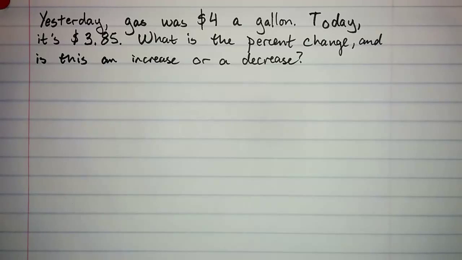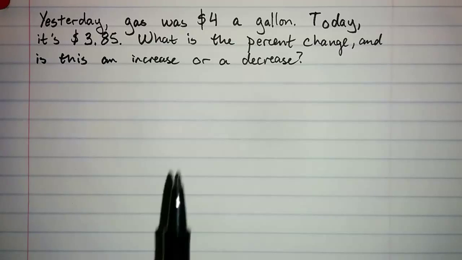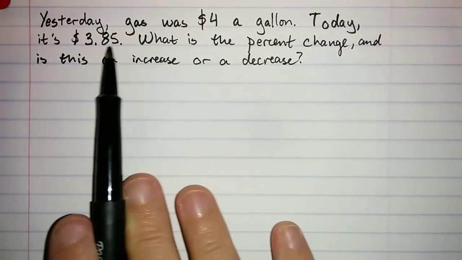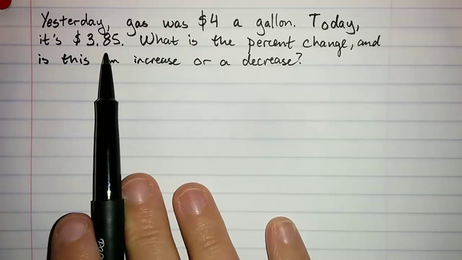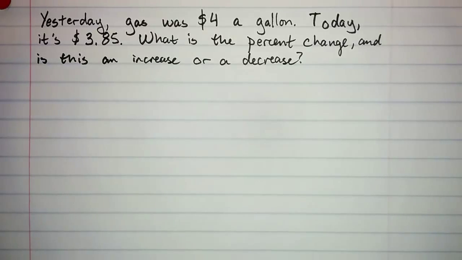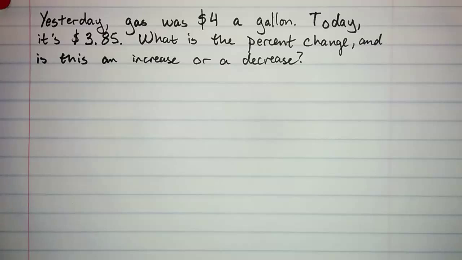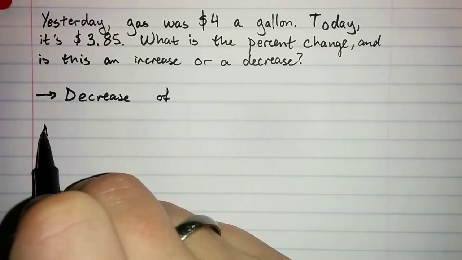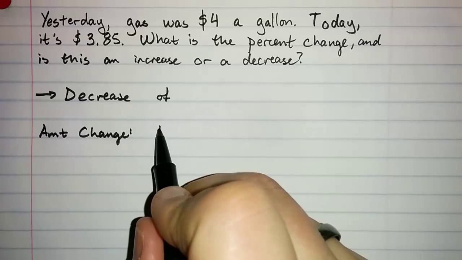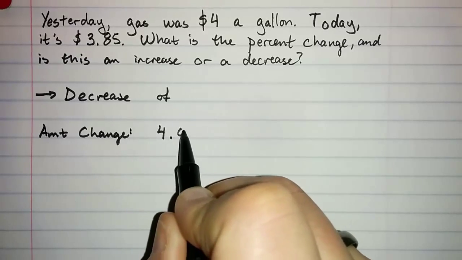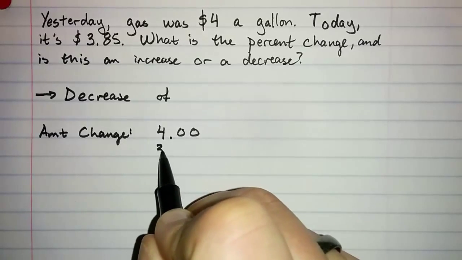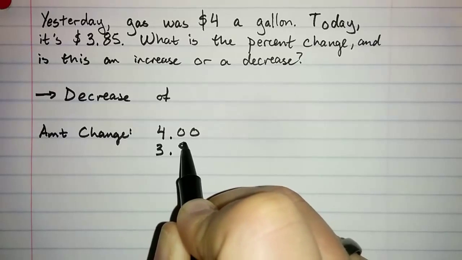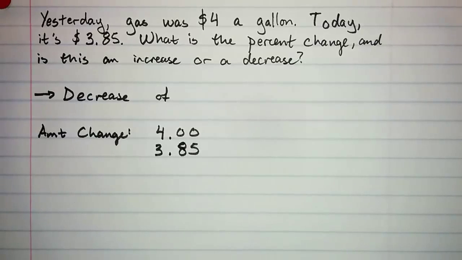Okay, so second question first. If it was $4 yesterday and it's $3.85 today, that means today it's less expensive. So this is a decrease. And now we just need to say a decrease of what percent? First we need to find the amount change. It's the starting amount, $4, minus the final amount, $3.85.